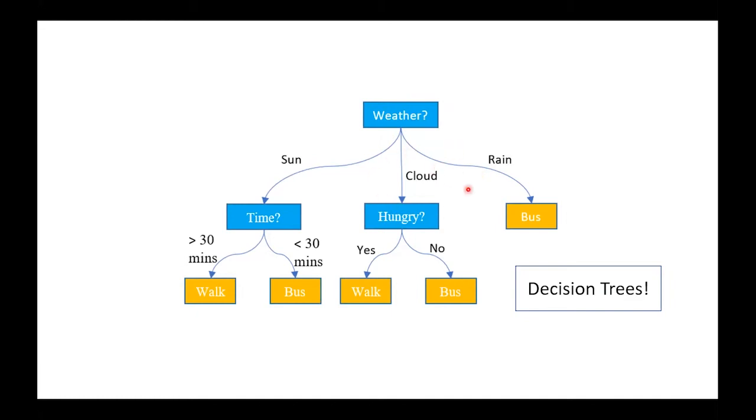Let's say it's cloudy. Then I traverse down to the next node, which says hungry. So I now look at hungry and look at its value, and let's say it's yes. Hey, I'm done. I can make a prediction at this point: I think you should walk. So even if I've never seen this example before, this model can come up with a prediction based on what these feature values are.